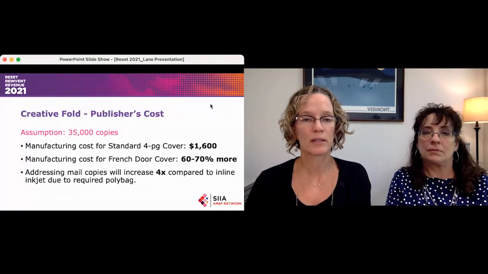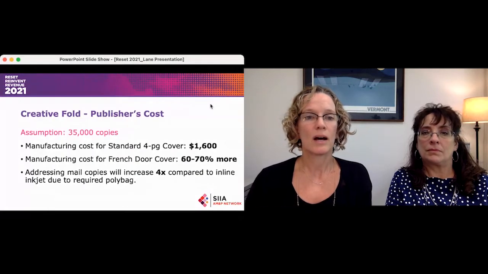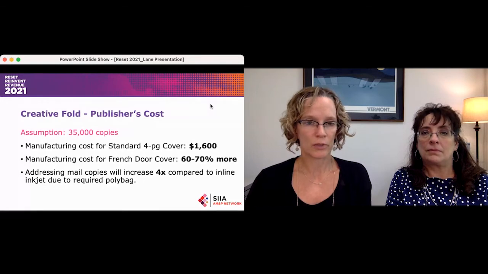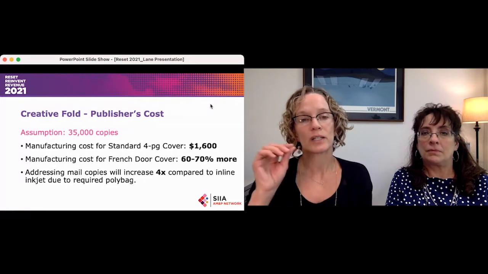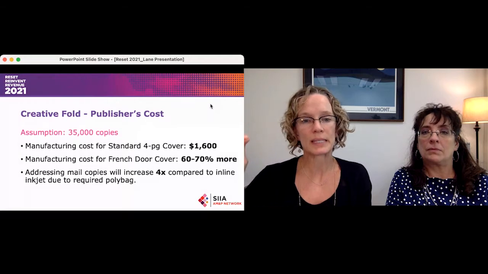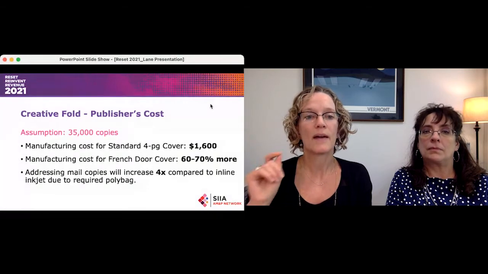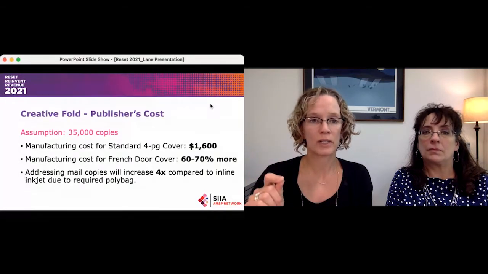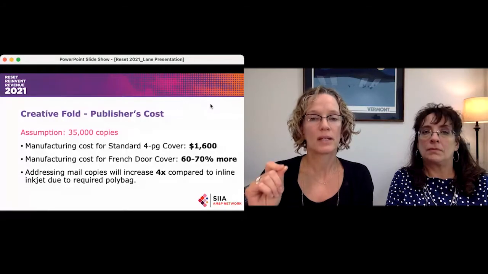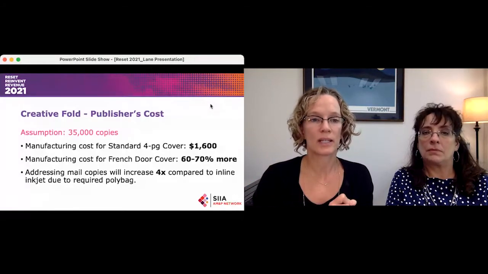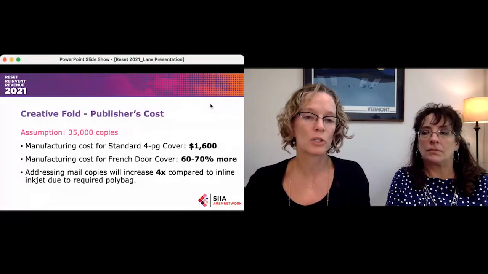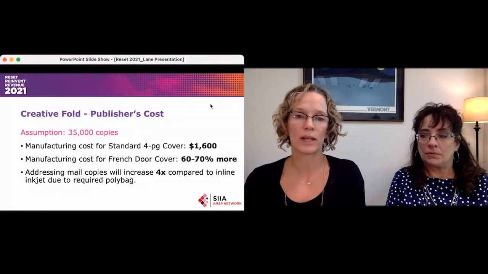Manufacturing costs for a standard 4-page cover is about $1,600 for 35,000 copies. The manufacturing cost for a French door cover is about 60 to 70% more. And then addressing mail copies will increase that 4 times compared to inline inkjetting due to the required polybag, because you do need to polybag when you do something cool like this.